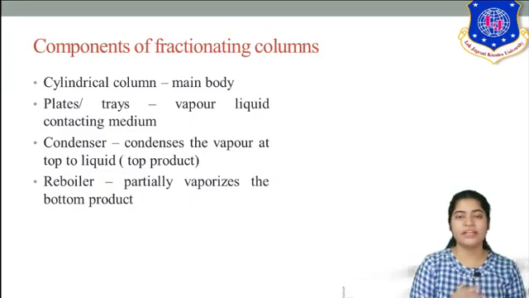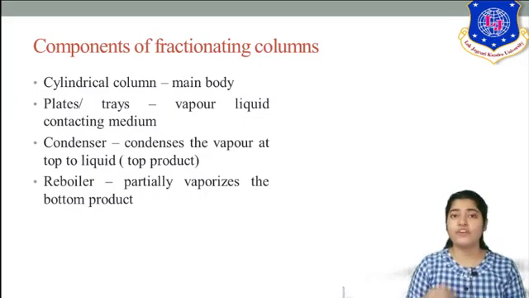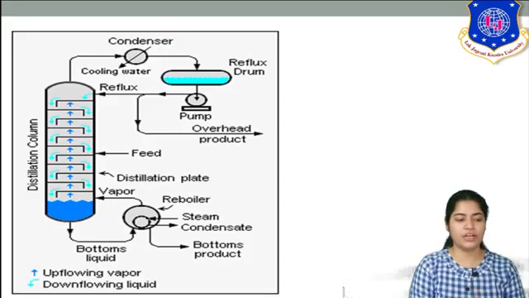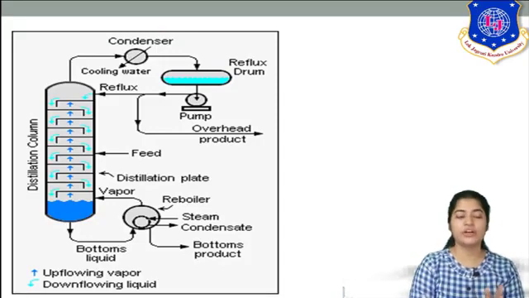Again, your reboiler is associated with the bottom. From the name you can see it reboils. Your liquid reboils again and is converted into a partially vaporized mixture. So this is your overall continuous rectification column, how continuous rectification works. You can see the distillation column, where feed is introduced.